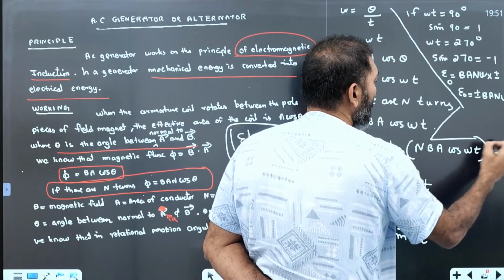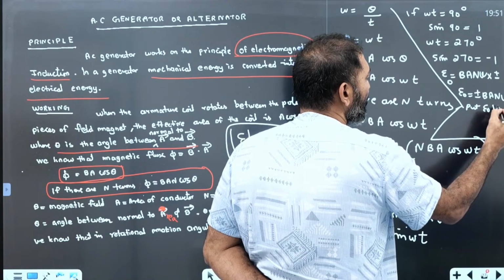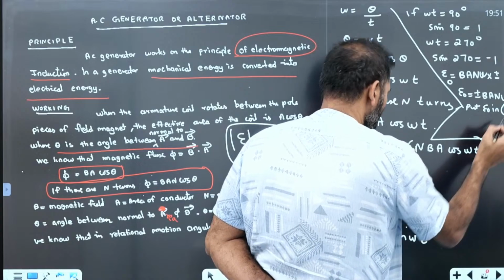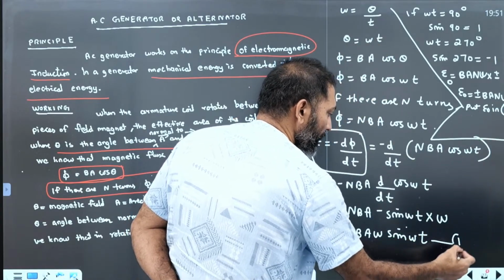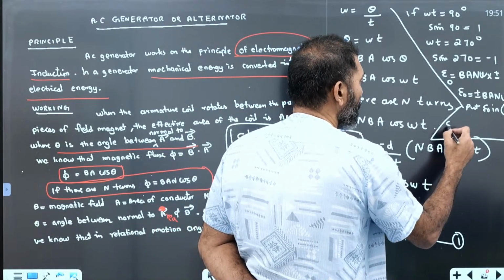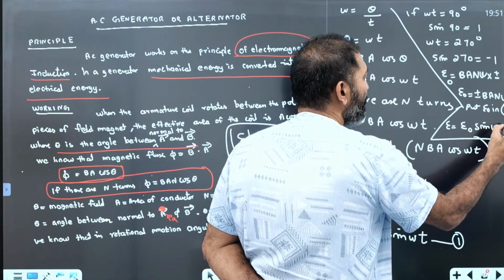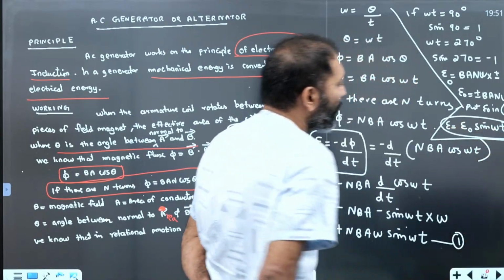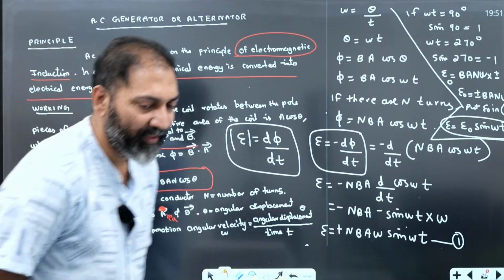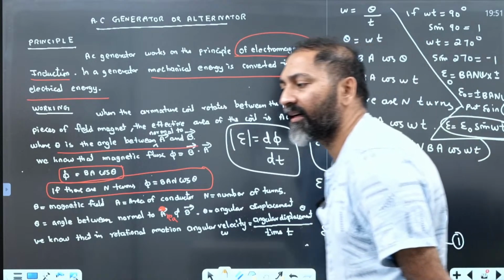Let this be equation 1. Put that value of E0 in equation 1. What is E0? NBA omega. So E is equal to, instead of NBA omega, I can write E0. What is E0? Peak EMF or maximum EMF. This is the equation for induced EMF. This derivation is very important. E equal to E0 sin omega t.